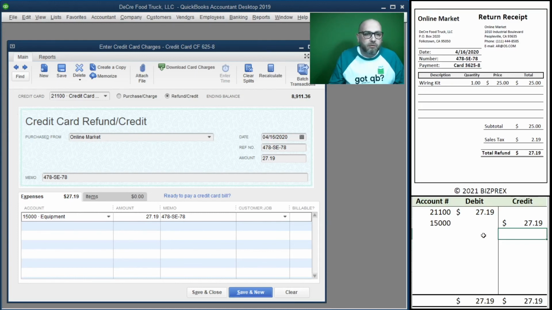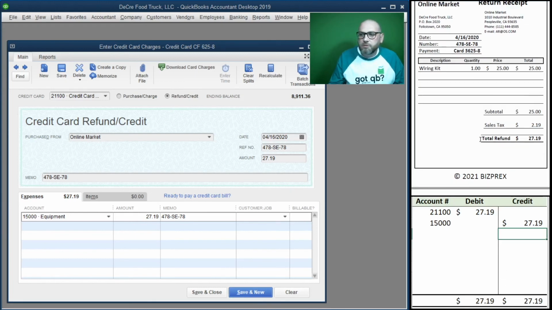So here we are, right? Everything is in balance. Again, a very important part to understand. This is a credit now to this account. This is a debit to this account, and it happens when we switch these buttons, right? So right now we're in this refund mode. Okay, so we're good to go. All right, we're going to save and new.